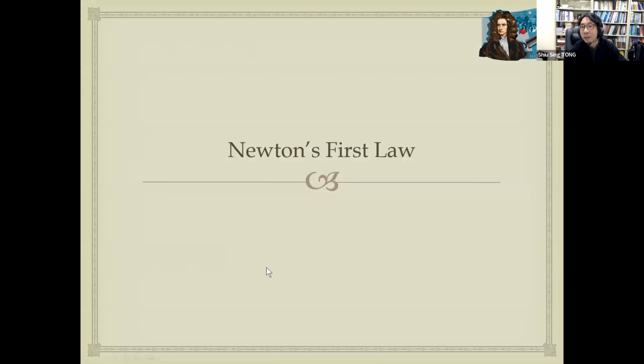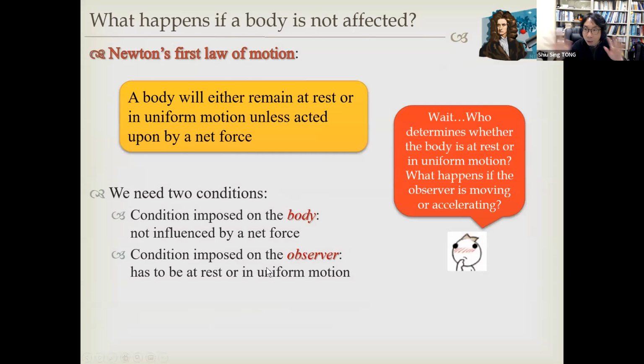Now let's talk about Newton's first law. I think you all know about Newton's first law. But I just want to challenge you with some conceptual subtlety about it. Newton's first law says that a body will either remain at rest or in uniform motion unless it is acted on by a net force, right? Now, I know that if there's no force acting on the body, or the net force acting on the body is zero, then the body will remain at rest, or remain moving uniformly.